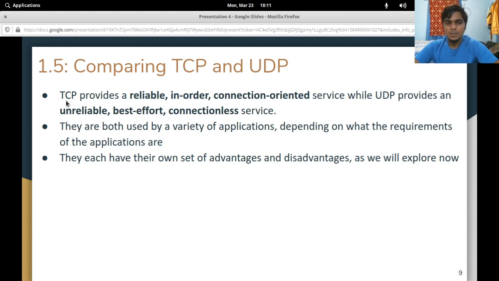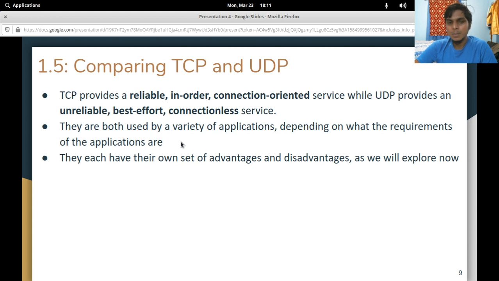Okay, so just to recap, TCP provides a reliable, in-order, connection-oriented service, while UDP provides an unreliable, best-effort, connectionless service. So you see the direct comparisons there: reliable versus unreliable, in-order connection-oriented versus best-effort connectionless. Technically, TCP is best-effort as well, but definitely the reliable versus unreliable part, in order versus not in order at all, and connection-oriented versus connectionless.